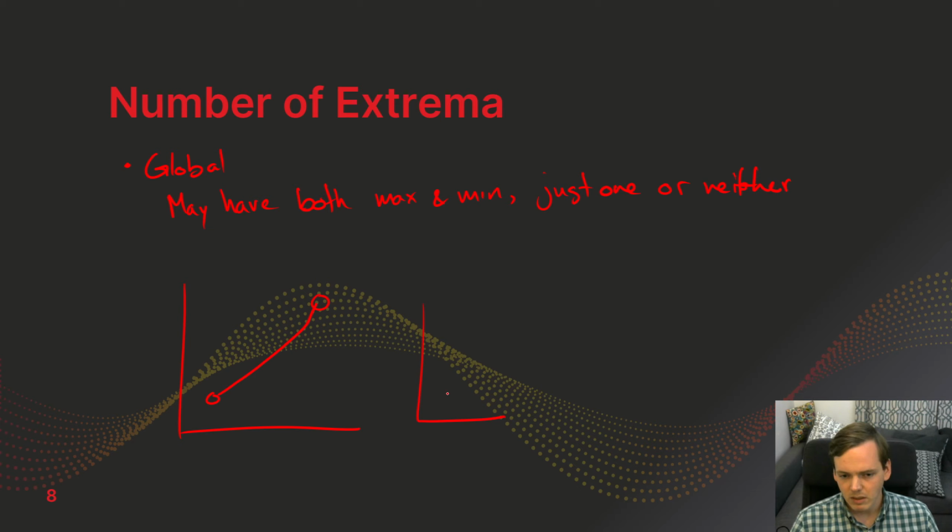Something like this out to infinity may have just a global maximum, but no minimum because these continue out to infinity. And something, say, like this might have just a minimum and no maximum, kind of the inverse of what we saw to the left. So you can have one, both, or neither. I just want to point that out. And this is for global.